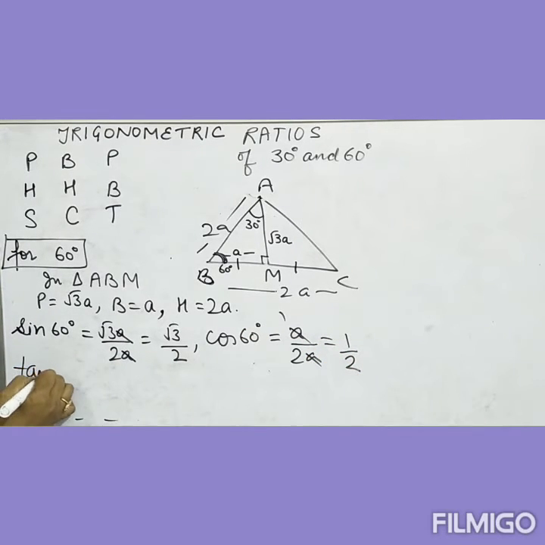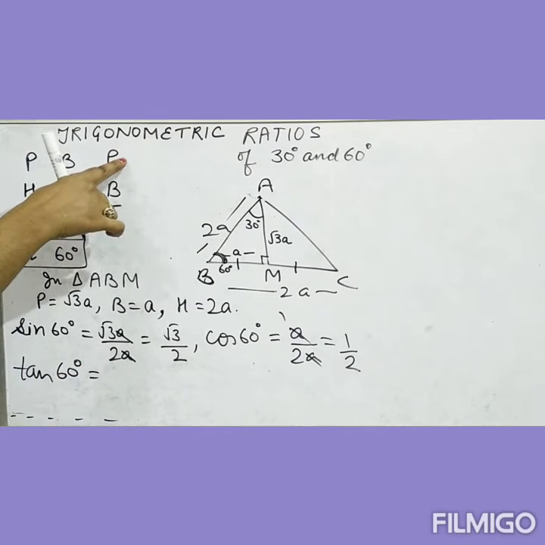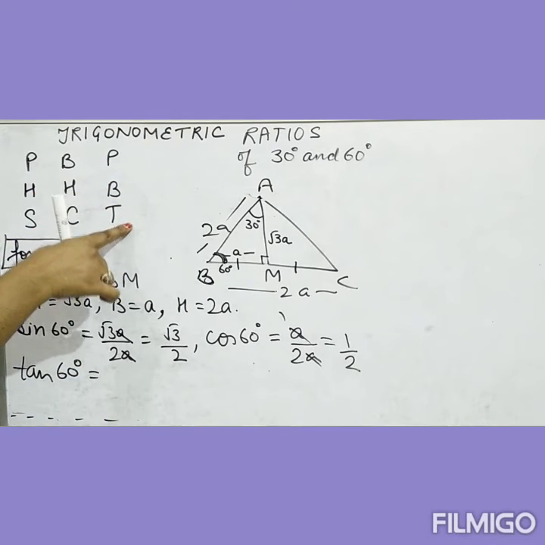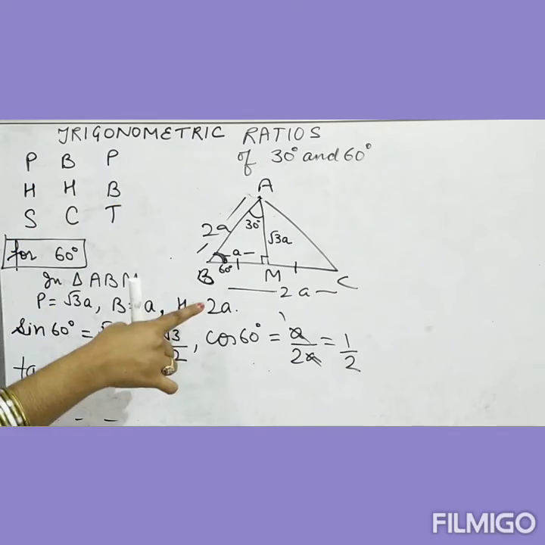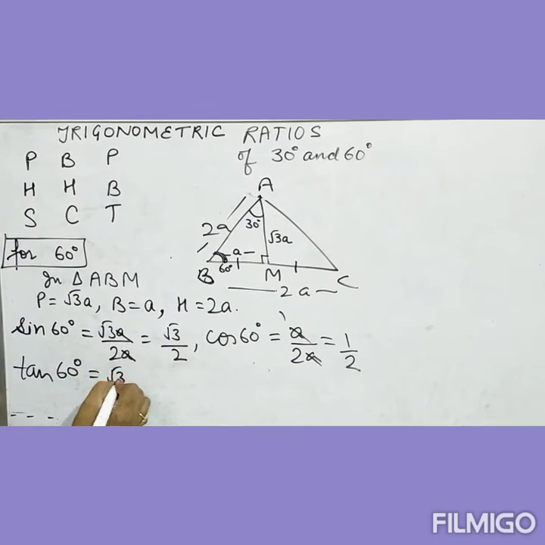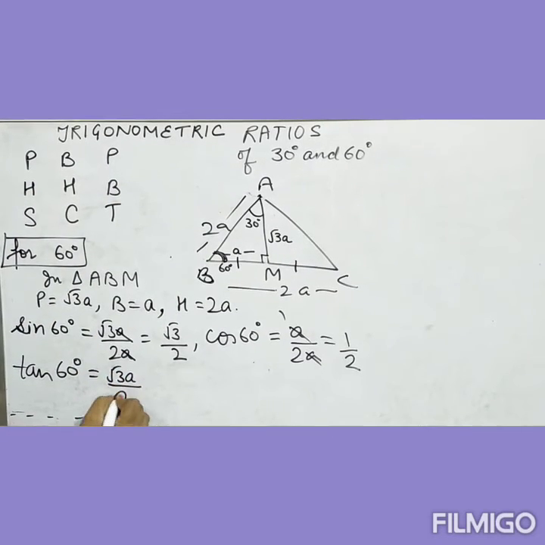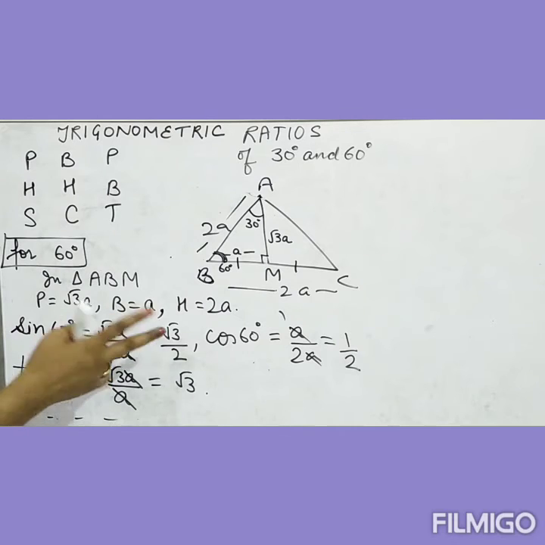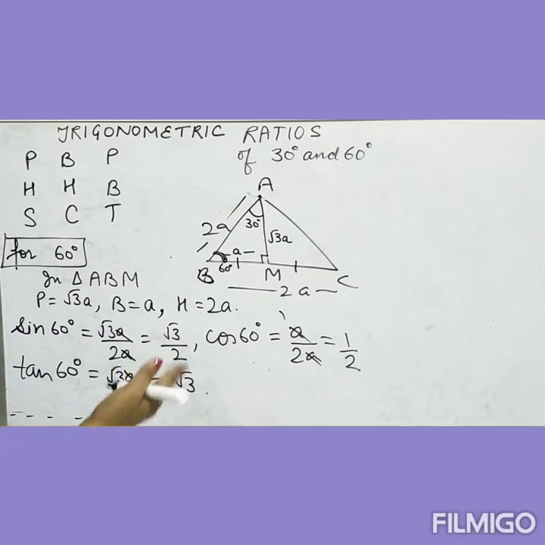Similarly, we can get the value of tan 60, and tan 60 is P by B. P means root 3A, B means A. This will cancel out, and it is root 3. Now the next three ratios you can get either by reciprocal or from here also, right?